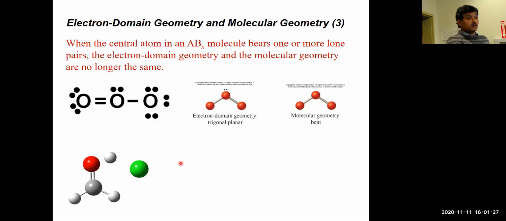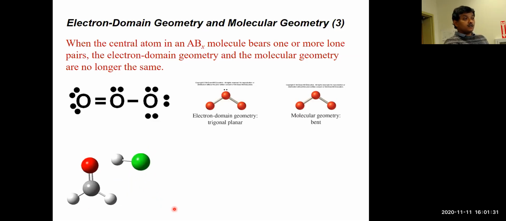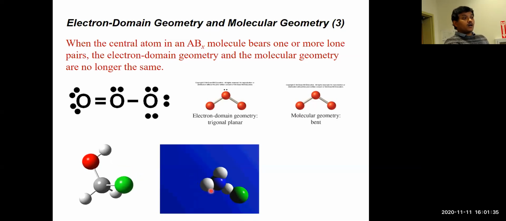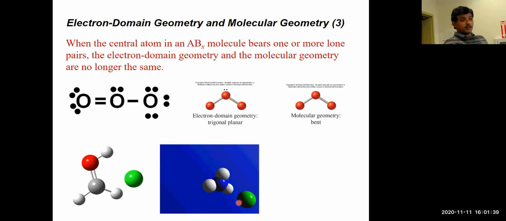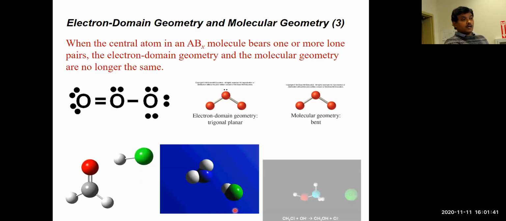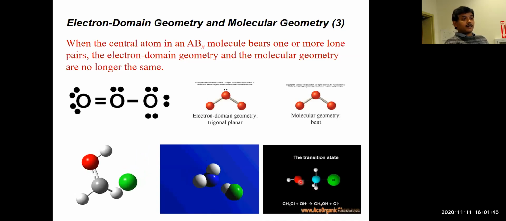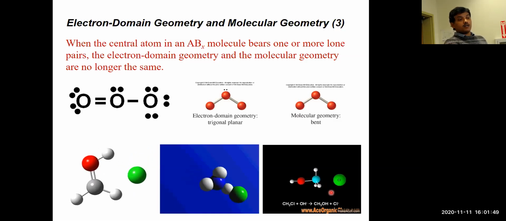So here is an example where a trigonal planar molecule is trying to react with a nucleophile to give the product. Here is another example where an ammonia-like molecule with its trigonal pyramidal shape is trying to react with another molecule. And here is another example where a tetrahedral molecule is being attacked by hydroxide ion, OH, to form a methanol molecule.